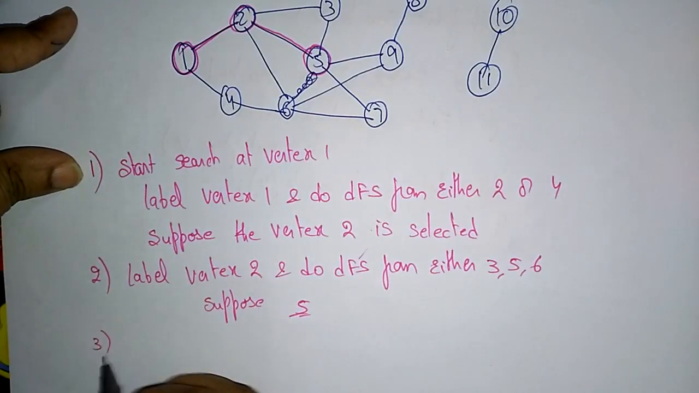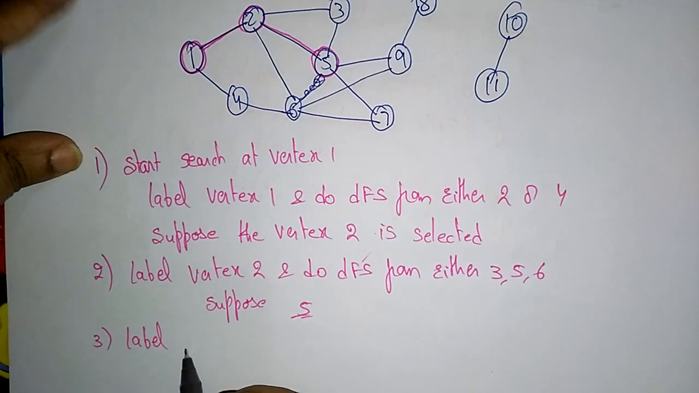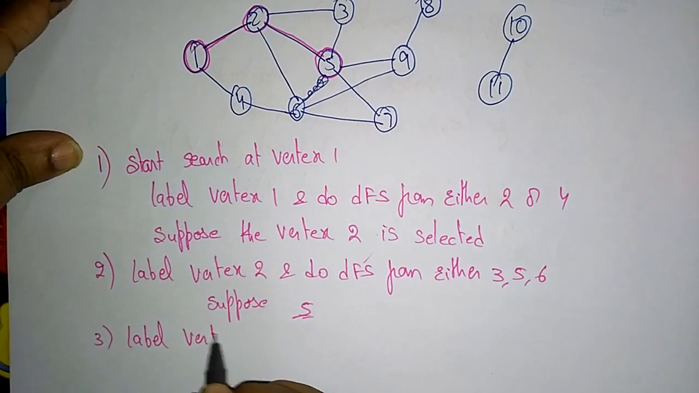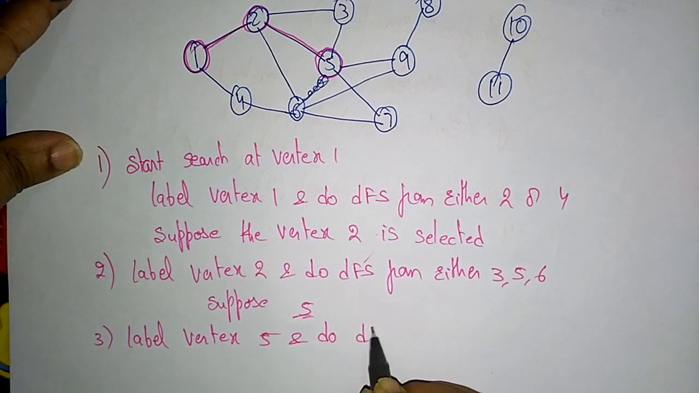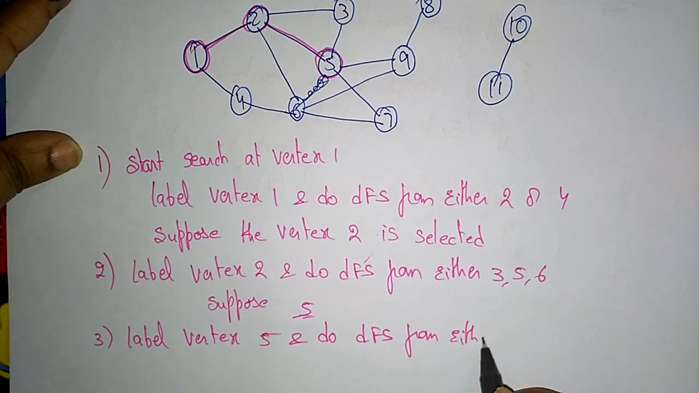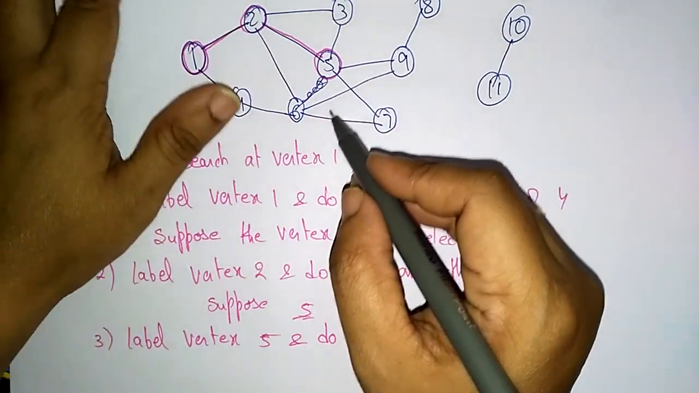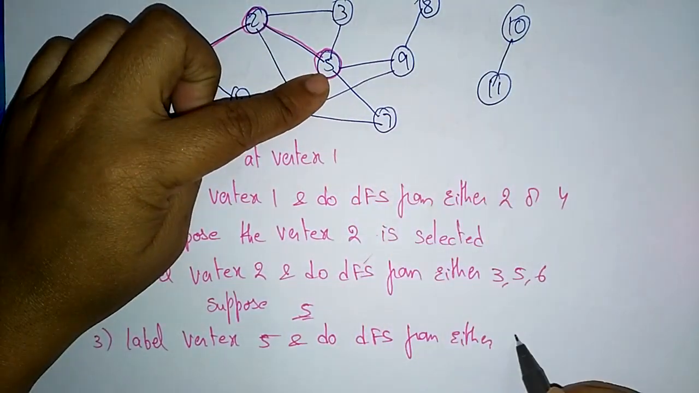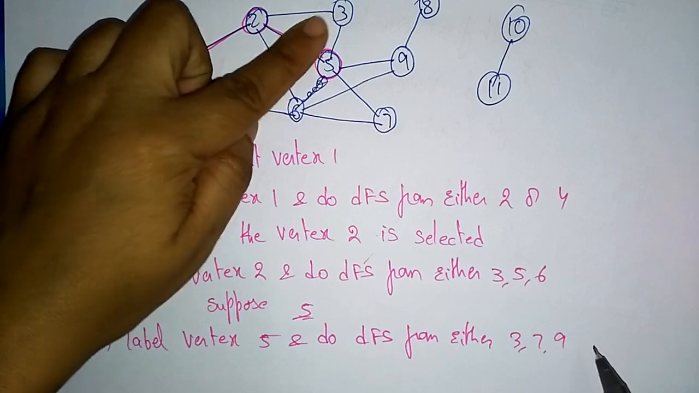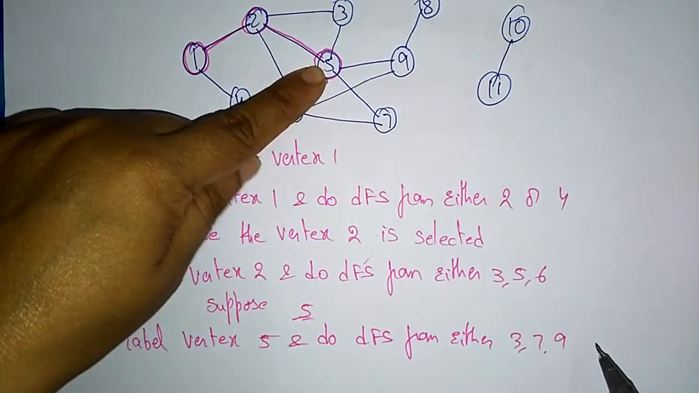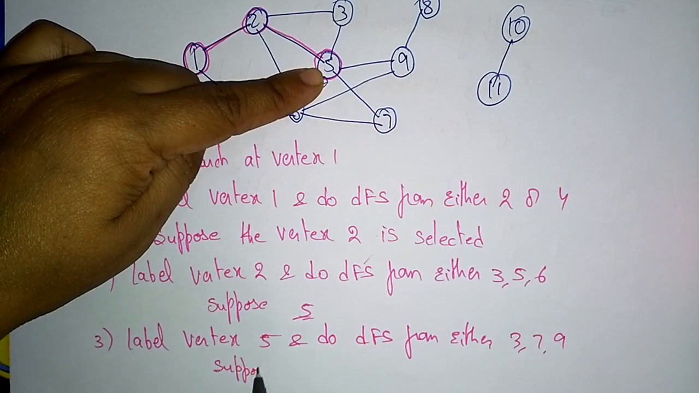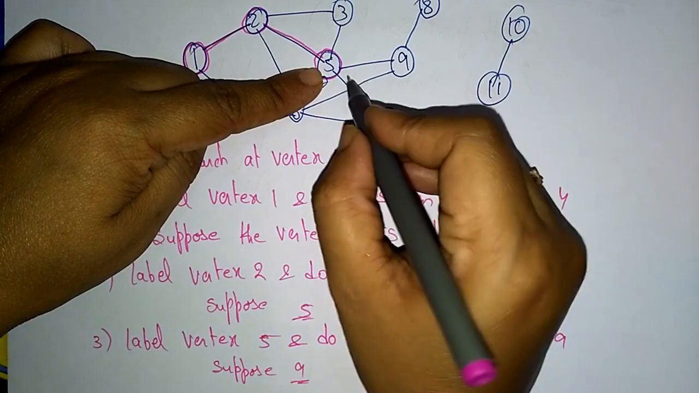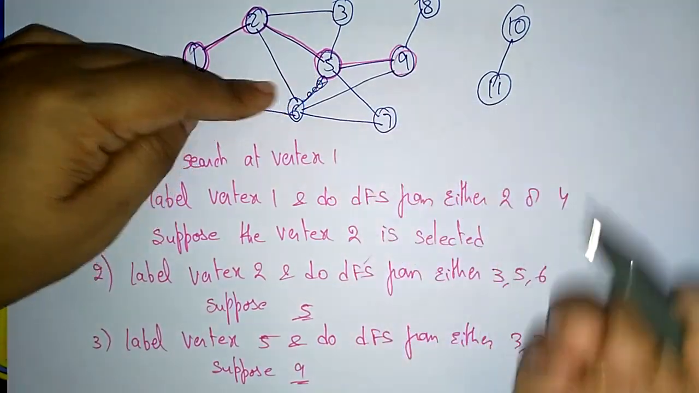Now I have to label it. Label vertex 5 and do depth first search from either. So what are the adjacent vertices for 5? 3, 7 and 9. 3, 7, 9 are the adjacent vertices for this vertex. Suppose I am taking 9. I am selecting 9.